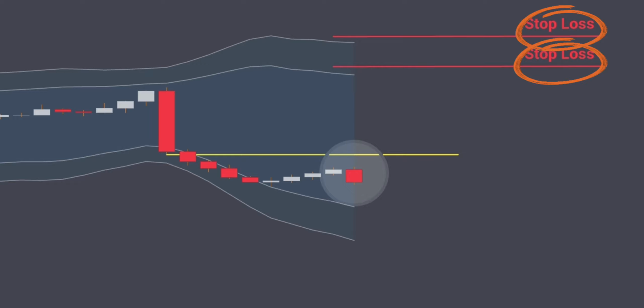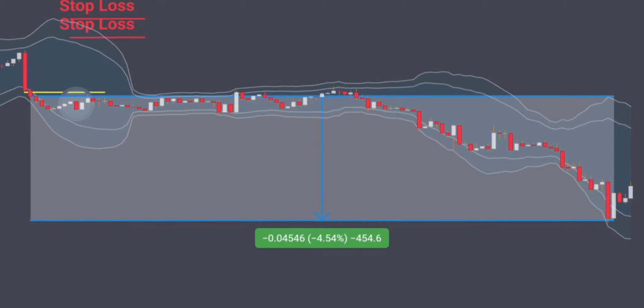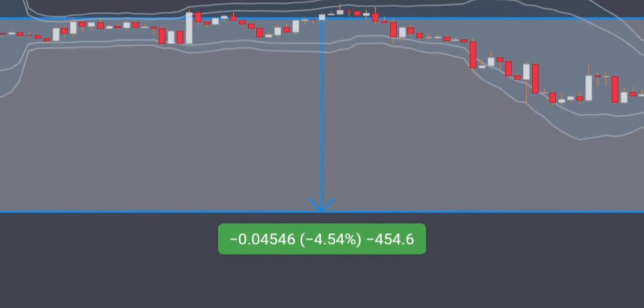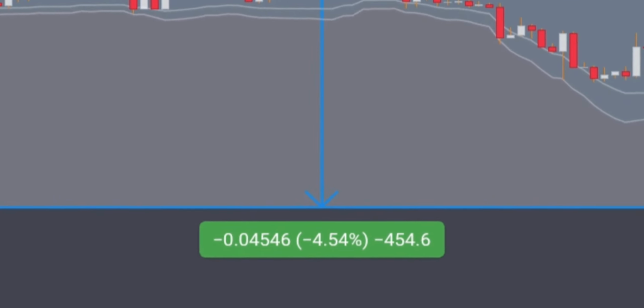And again, at the trader's preference, the stop-loss level can be placed above the near or far line of the Bollinger Bands. And the price dropped by about 4.5%. We have achieved a great profit rate for traders who have traded short positions.